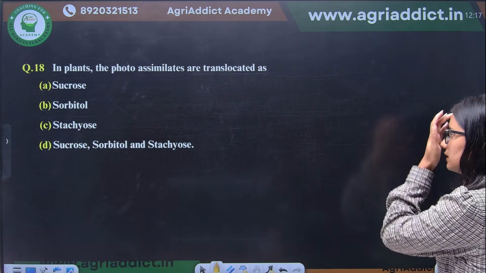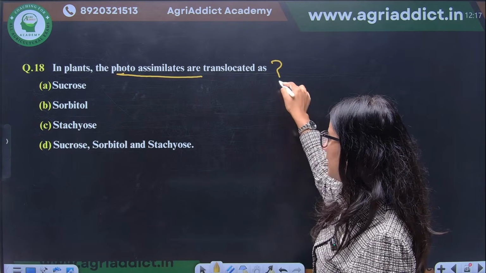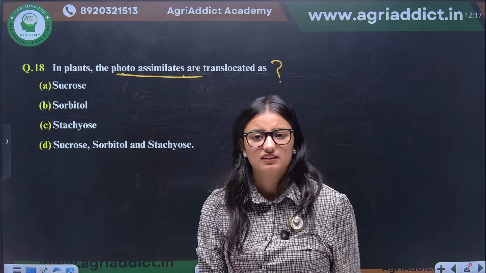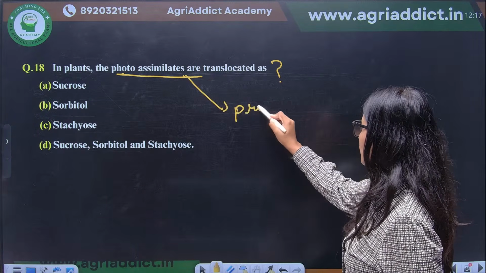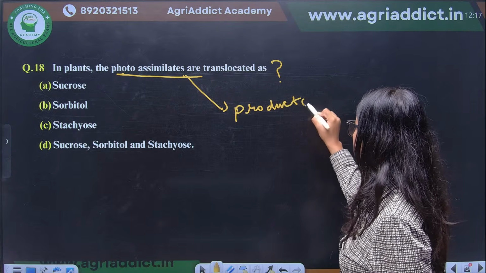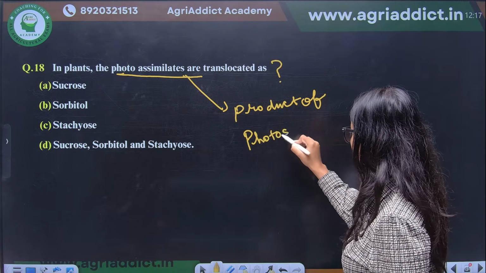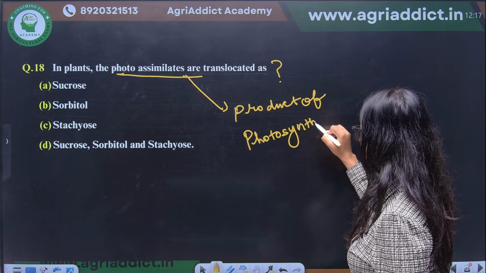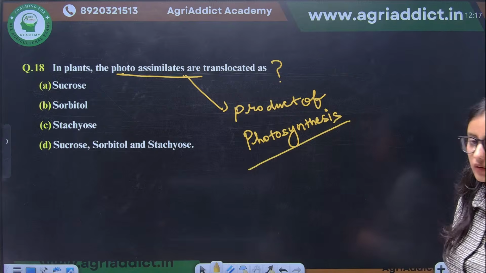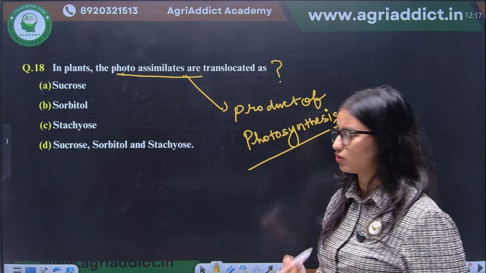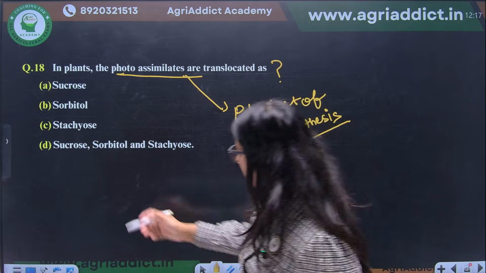So let's move to the next one. In plant, photoassimilates are translocated as. What are photoassimilates? Photoassimilates, these are the product of photosynthesis. Okay, these are photoassimilate. तो किस फॉर्म में जो है वो ट्रांसलोकेट होता है? D, very good. D is the correct answer.